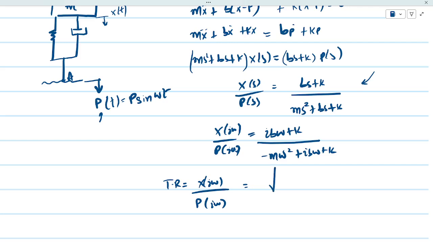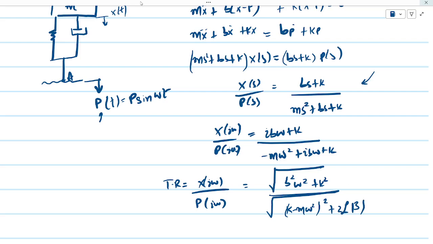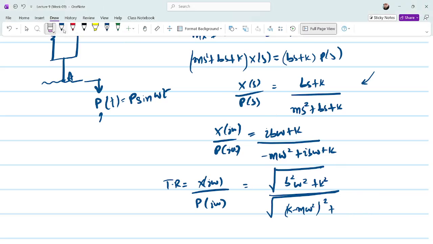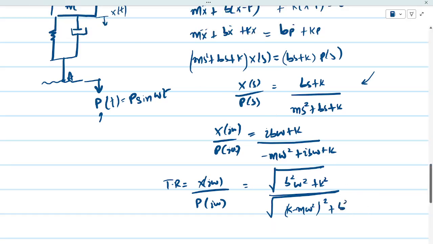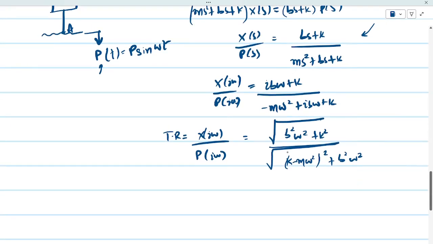So it will become b square omega square plus k square divided by under root k minus m omega square plus 2 into the damping ratio into the frequency ratio. Sorry, not this one. It will become b square over omega or into the omega square, and then you can further simplify this one to get the final solution.